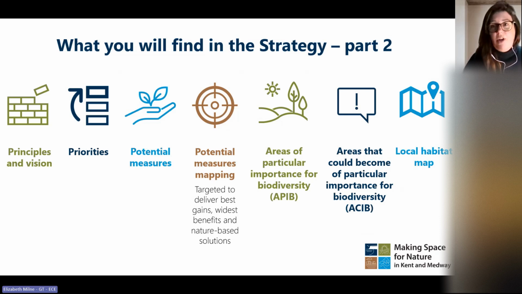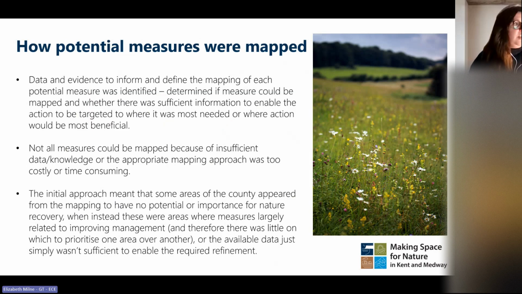So as I said, we targeted the measures to where they would deliver the greatest gains, and more detail on how we did that is provided in the strategy in the appendices. But in brief, the way in which we approached it was, first of all, we looked at what data and evidence there was to inform and define the mapping of each potential measure. And that effectively determined if the measure could be mapped and whether the mapping of it was of sufficient detail to enable that action to be targeted to where it was most needed or where action could be beneficial. And what we found was not all measures could be mapped because that data wasn't there, the mapping approach was too costly or time consuming, or it just couldn't be refined down.